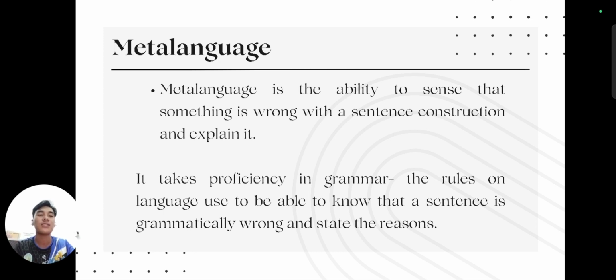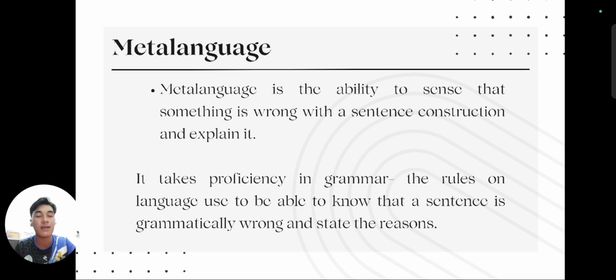So it takes proficiency in grammar, the rules and language used, to be able to know that a sentence is grammatically wrong and state the reasons. Of course, it takes proficiency. You should be proficient in grammar for yourself to evaluate what the mistake is. Even by knowing the sentence structure, or the rules of grammar, you'll be able to correct the mistakes, or evaluate the mistake that is seen in a different context.